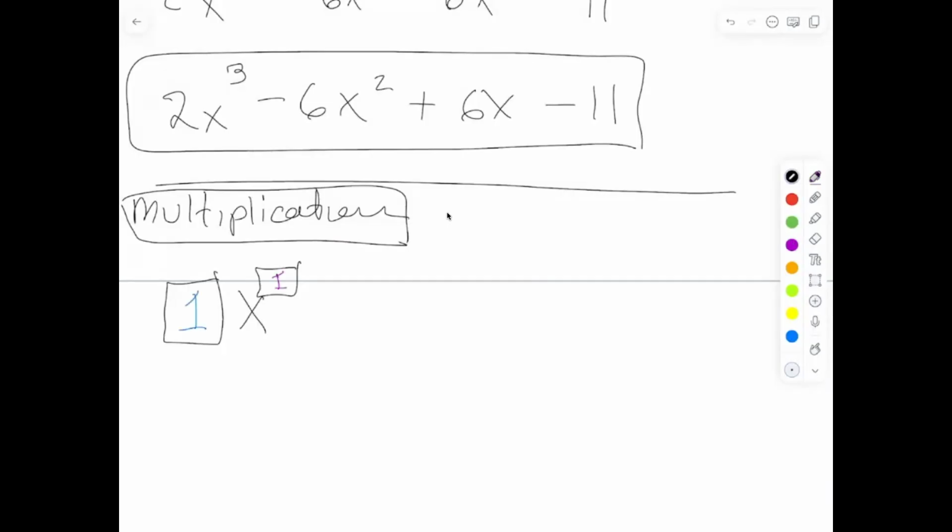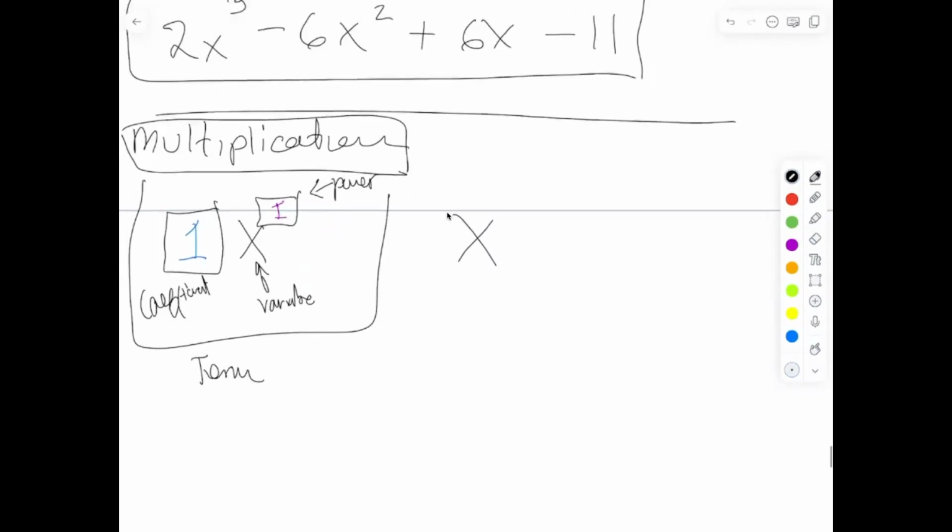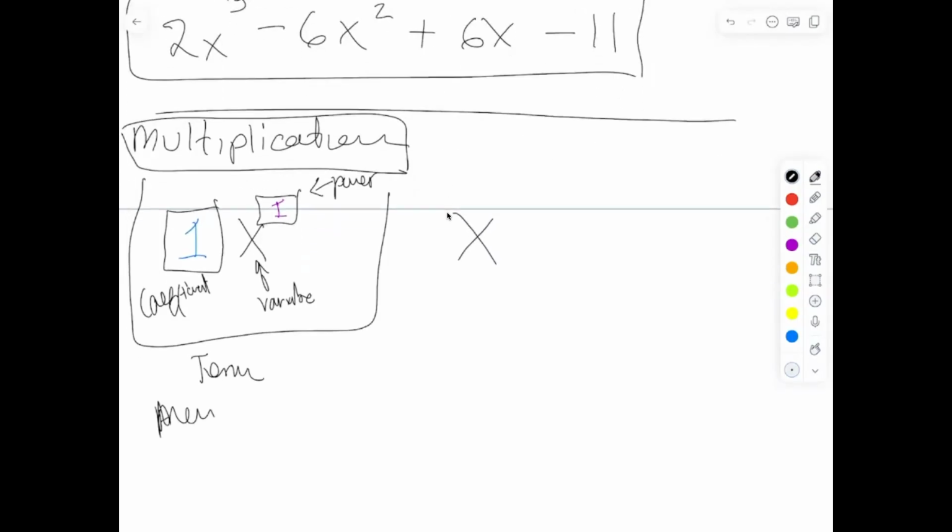So whenever you see an X, it's not just an X. It has a lot of baggage. It has a coefficient, right? It has a power. This is the variable, right? This whole thing here is a term. We can call this a monomial. We could call this an algebraic expression. Right? It has a lot of baggage. It has a lot of meaning here.